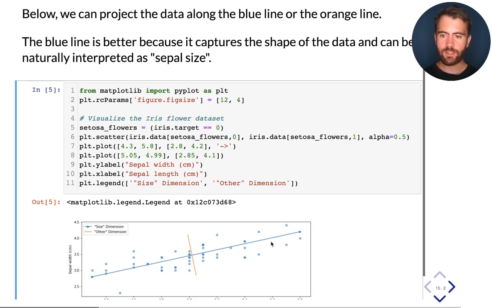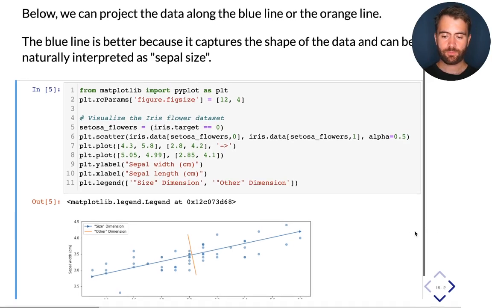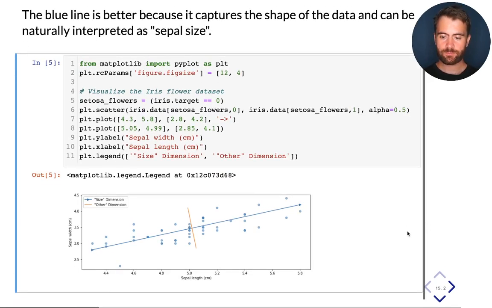Intuitively, the blue line is clearly better because it captures the shape of this data much better. The orange line, on the other hand, captures the shape of this data the least. And so intuitively, the blue line is better. And we would like to identify automatically the fact that this blue line is better. So how can we do this?